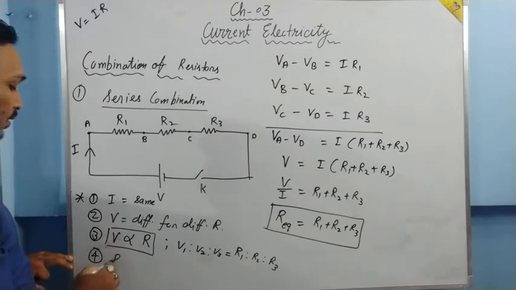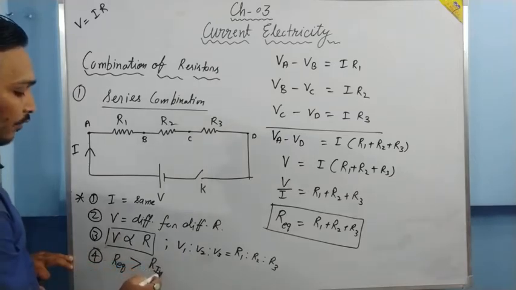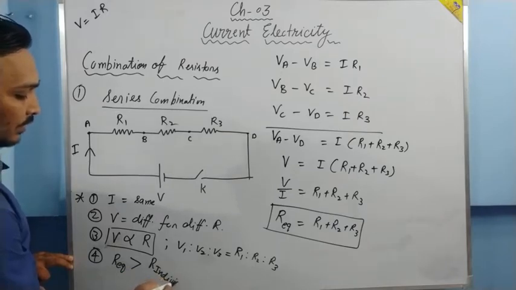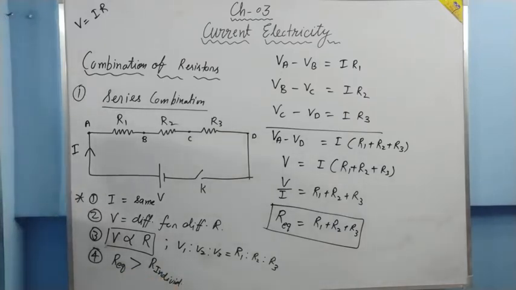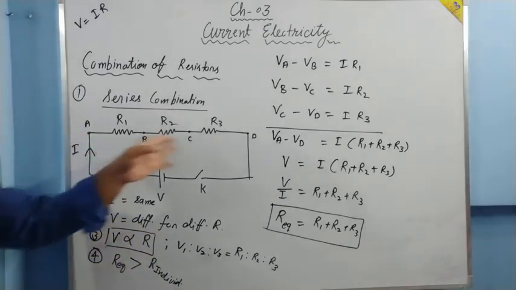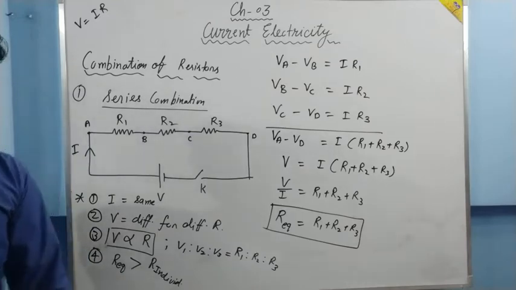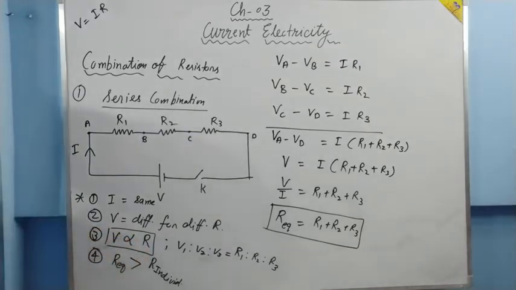The fourth point is R equivalent is greater than R individual. In series combination, the equivalent resistance comes out to be greater than individual resistances. Okay, this ratio concept, let me tell you by an example.